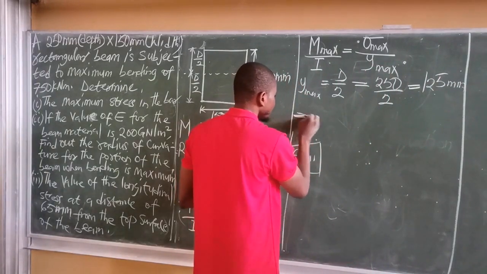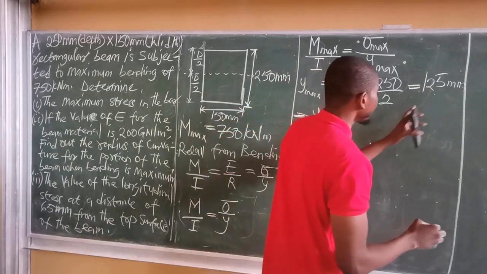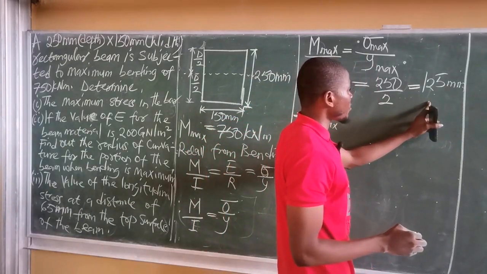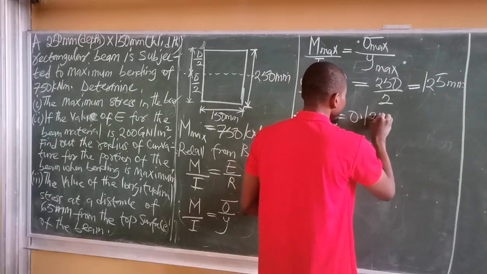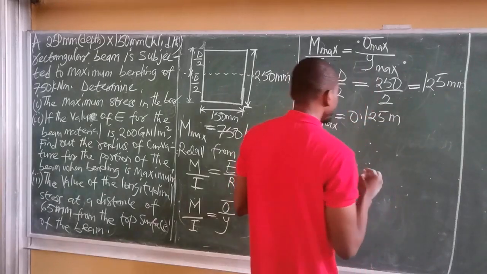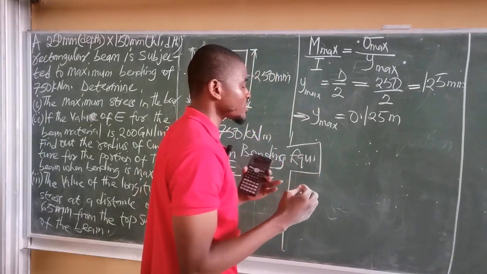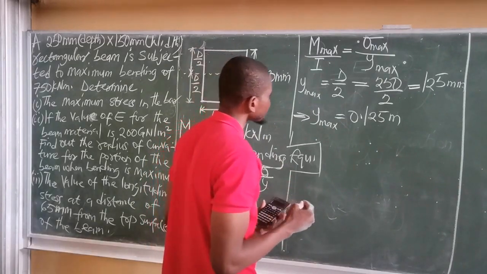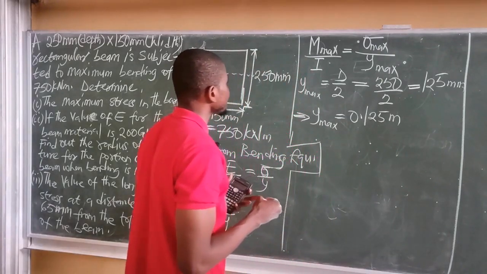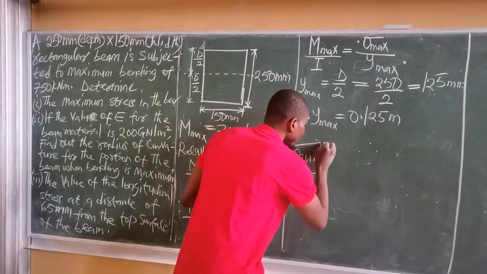This simply implies that Y max is equal to, converting to meters, simply divide by 1000. We are simply going to have 0.125 in meters. So that gives us the value of what? The maximum distance about the neutral point where bending moment is actually maximum. So having gotten this, next is to find the moment of inertia, I.